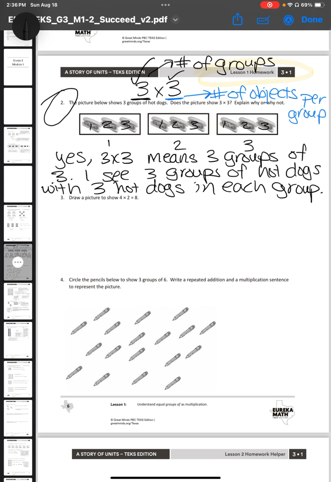I really like this Eureka curriculum. One thing I like about it is that it will ask the kids to explain their reasoning and their thinking. And that is wonderful because it helps them build a deeper understanding of what they're doing. It cements the information more into their brain.